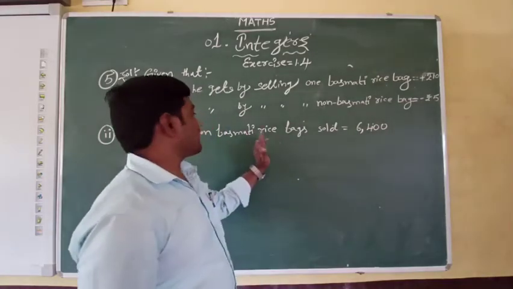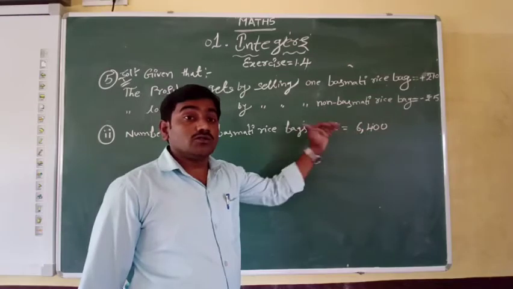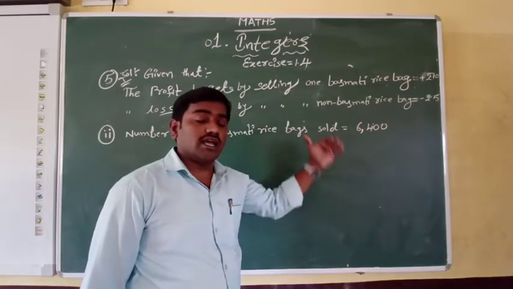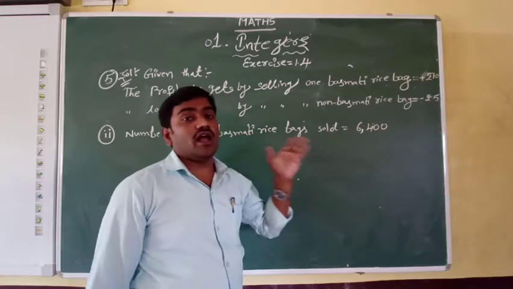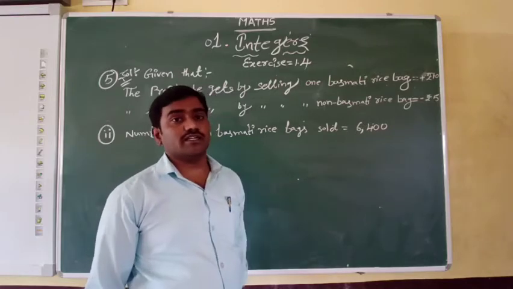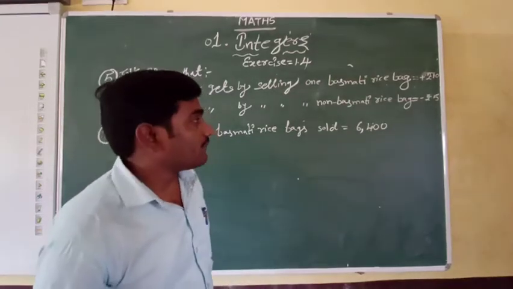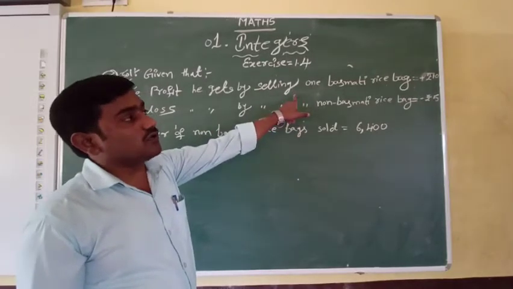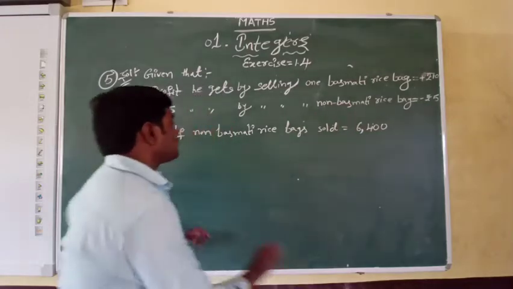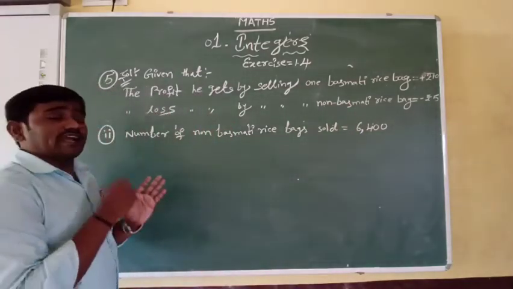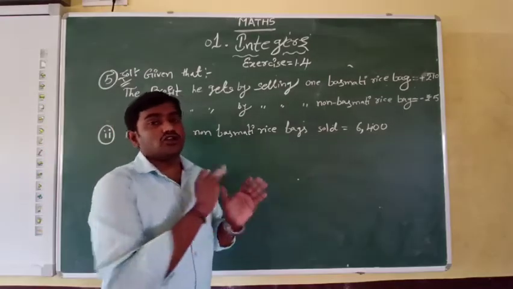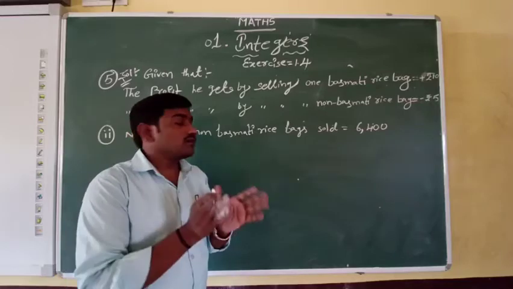So the non-basmati rice bags will give a loss. So how many basmati rice bags should you sell to get neither profit nor loss? Should not get a loss. So how many basmati rice bags do we need to sell? That was the question. As we know, you get 10 rupees profit on one basmati rice bag sold, and 5 rupees loss on one non-basmati rice bag sold. To get neither profit nor loss, the merchant should not get profit and should not get loss. It should be stable.